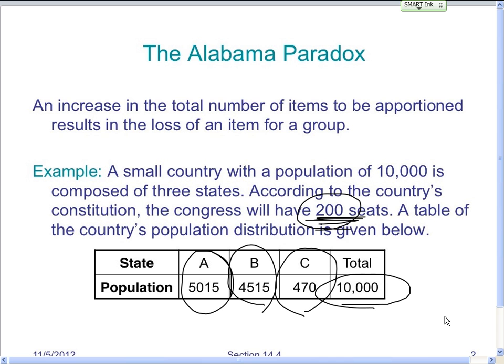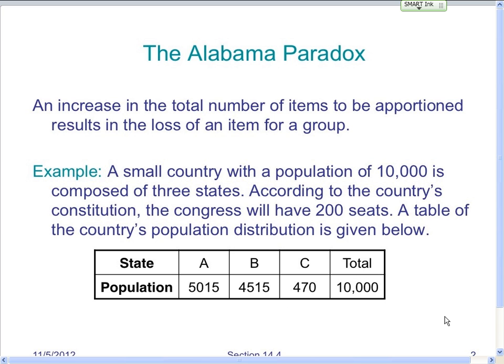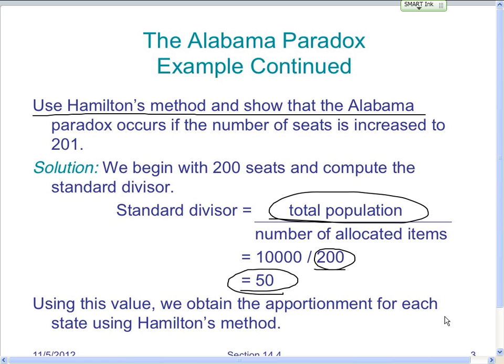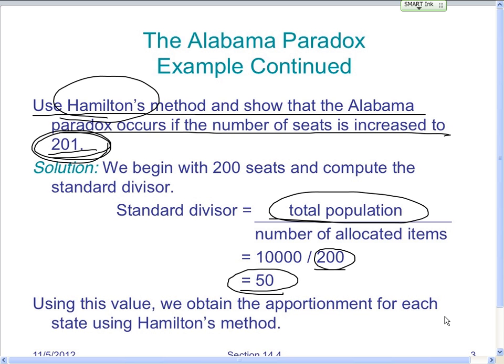As you recall, you're going to need the standard divisor, which is the 10,000 divided by the 200. So we take the 10,000, which is the total population, and divide it by the 200, and that will give us a standard divisor of 50. What we're going to do is use Hamilton's method and show that the paradox occurs if the number of seats is increased to 201. So to do this, you're going to use Hamilton's method twice. You need to do Hamilton's method with the original seats of 200, and then you're going to do it with the increased seats of 201.